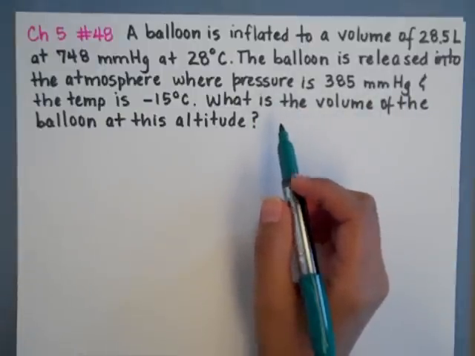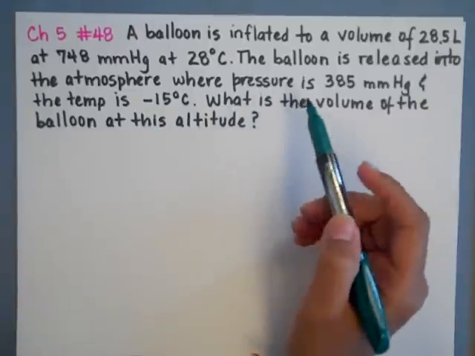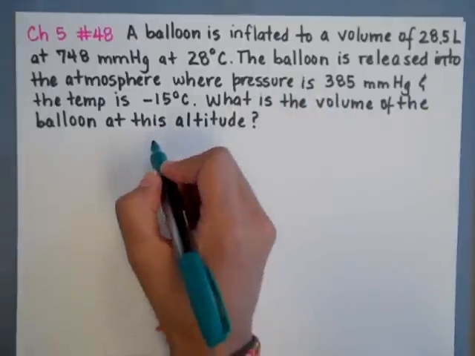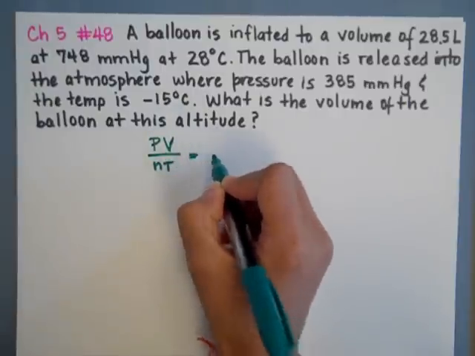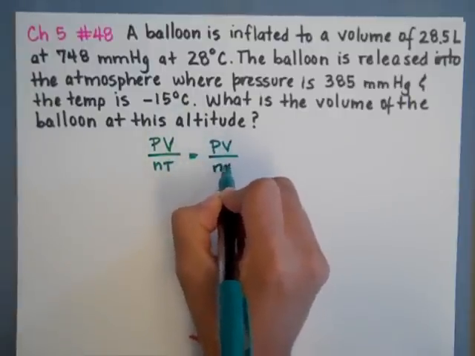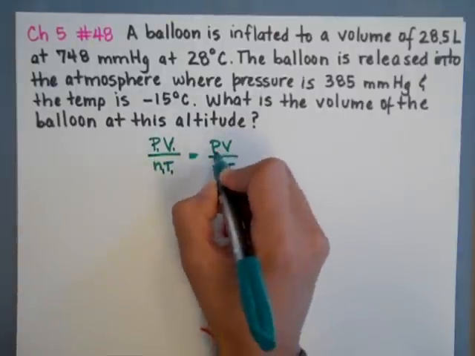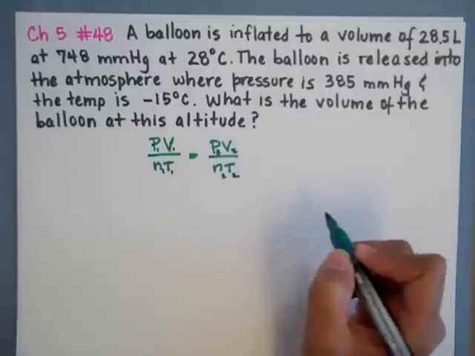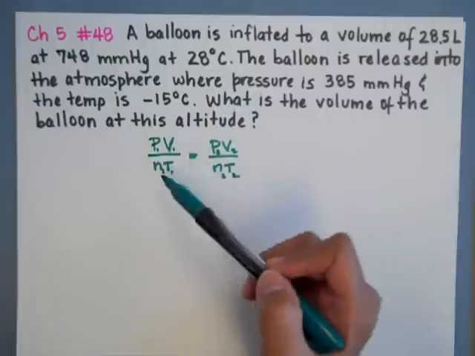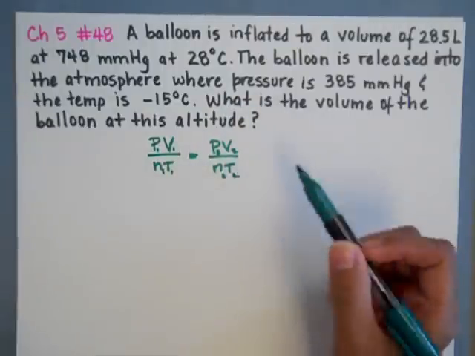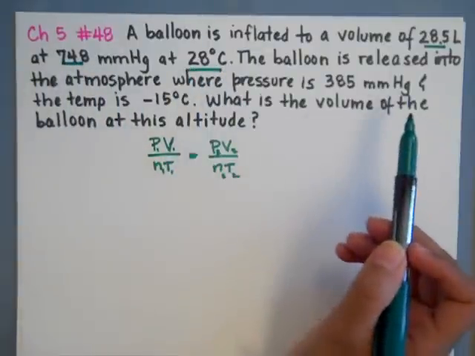Now, we have to remember that we have PV equals nRT, but in this situation, because the conditions are changing, we're going to use the combined gas law, which is PV over nT equals PV over nT. And now, if you remember, these are like the initials, the 1s and the 2s. So in this situation, we have a certain first set and a certain second set. So the first set is going to be the 28.5, the 748, and the 28 degrees Celsius.